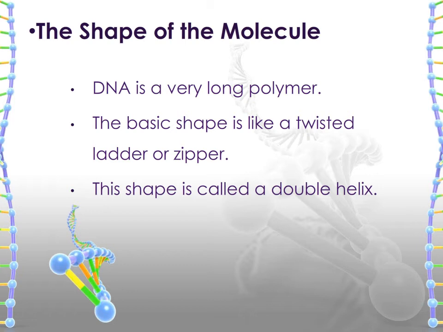reason why it's twisted is so that it can fit inside of a cell. If it's not twisted, it's not going to fit. And there's lots and lots of DNA in a cell. So what we're going to do is we're going to actually talk about how it's built. How do you actually make a DNA molecule?